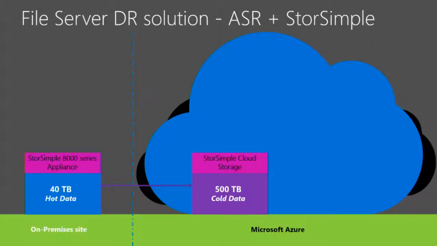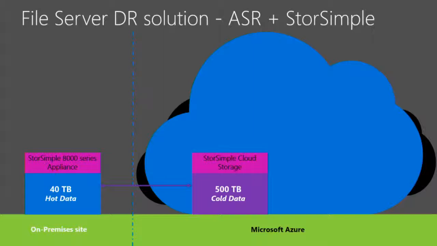And the way to look at this is you have a StorSimple appliance on premise with 40 terabytes of hot data, and 500 terabytes is the total size. The cold data is all on Azure. Now, for StorSimple, you need a DR strategy. The DR strategy is not for the data here, but it's actually for the compute head.